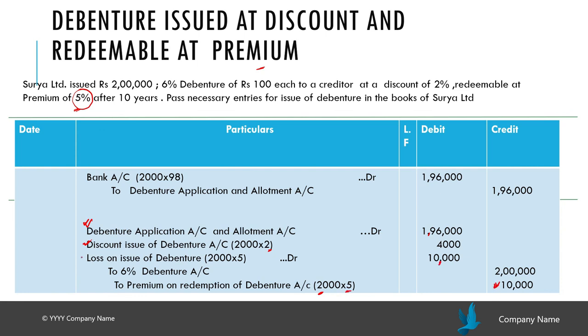At the time of issue only, the company knows that this redemption will be a loss for the company. So this loss on issue of debenture will also be debited. All the losses should be debited. So this will be debited with 5 rupees, that is 2,000 into rupees 5, and debenture will be multiplied with the nominal value, that is 2,000 into rupees 100, that is 2 lakh, will be the debenture cost.